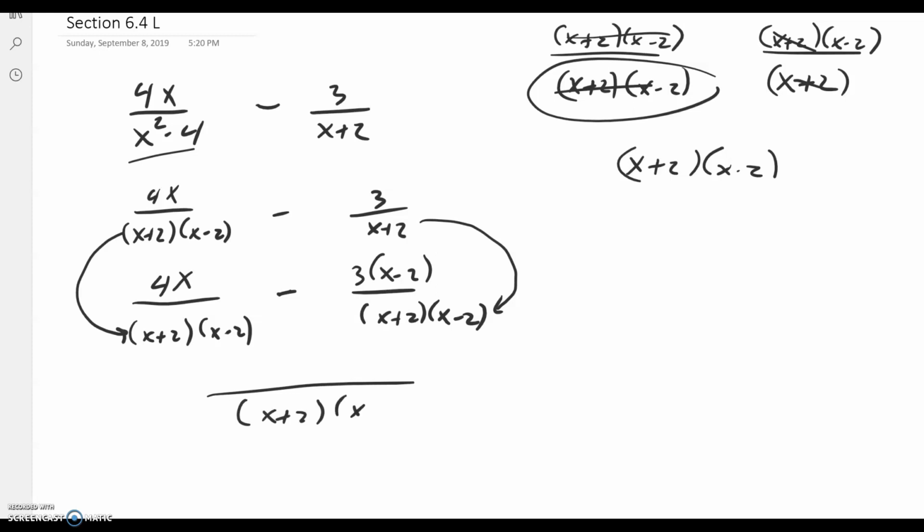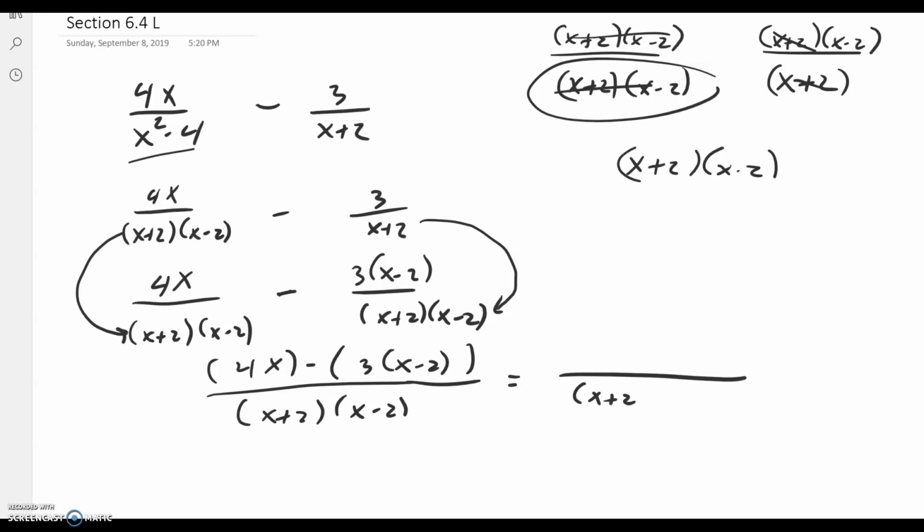From here on out, it's like problems from the previous section, where I asked you to put in parentheses, so you have a 4x, and then in here you have a 3 times an x minus 2. These outer parentheses help you keep your work organized, and it can prevent careless mistakes sometimes. So what we have is a 4x minus, and distributing this through, we get 3x minus 6.